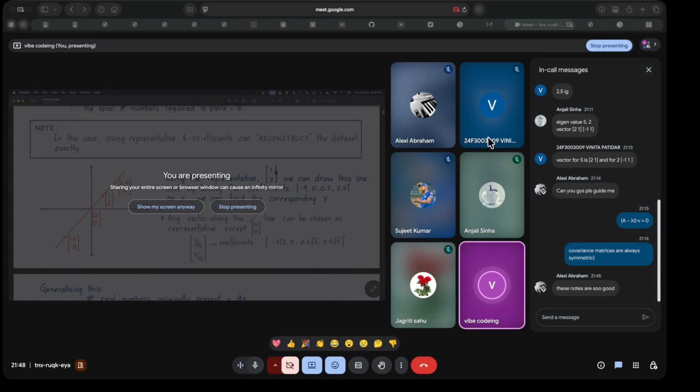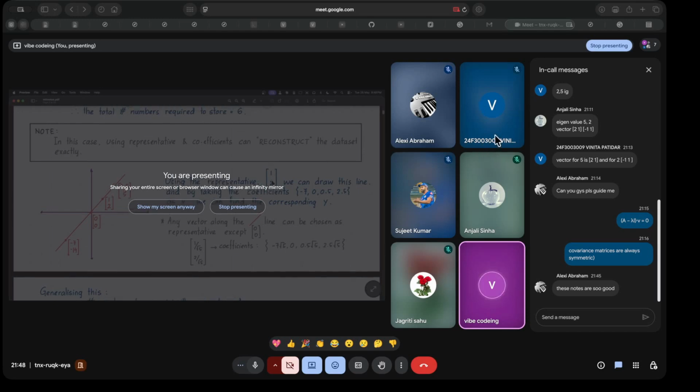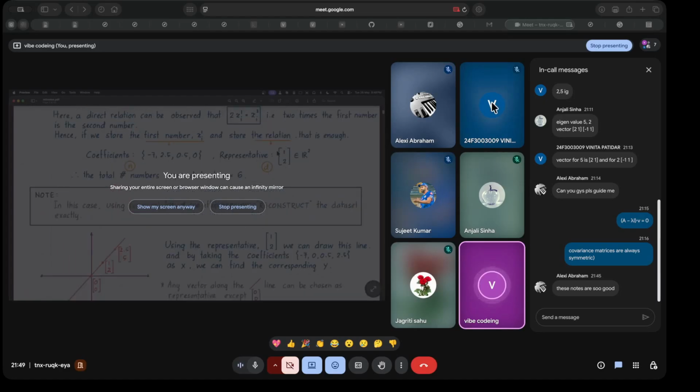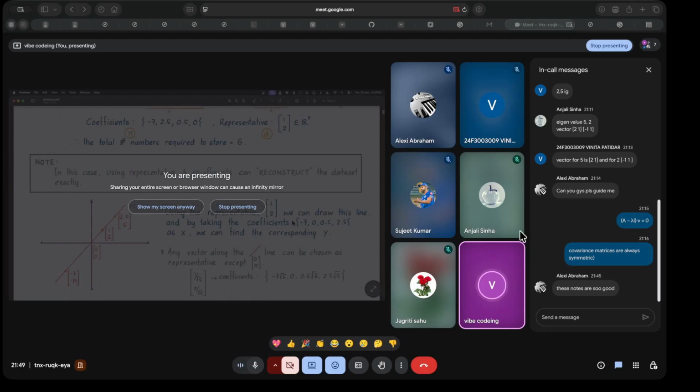So to convert this vector into a unit vector, let me tell you again: the square of 1 plus the square of 2. What is the square of 2? That is 4, plus 1, 5. Its root is root 5. And if you want to make this vector a unit vector, you have to divide every component by the magnitude, that is 1 by root 5 and 2 by root 5.